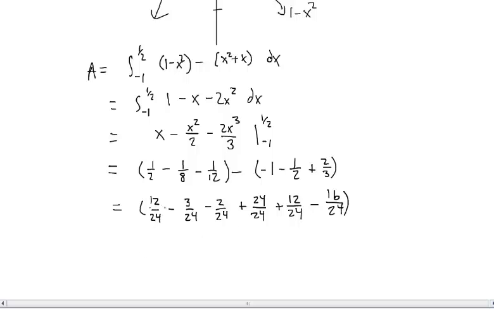And when I add 12 minus 3 minus 2 plus 24 plus 12 minus 16, I end up with 27 over 24, which is also equal to 9 over 8. And again, it's units squared. And that's how we find area between curves.